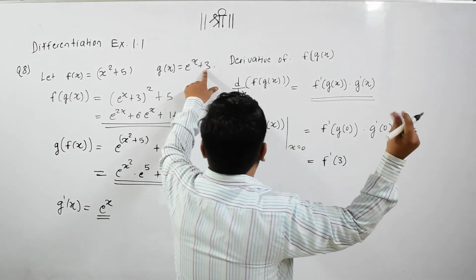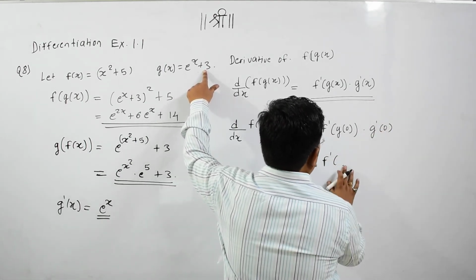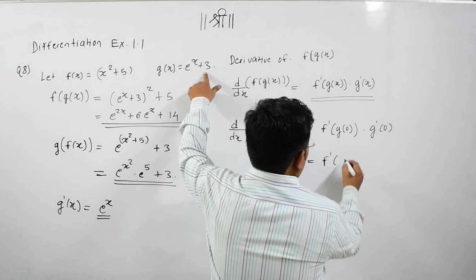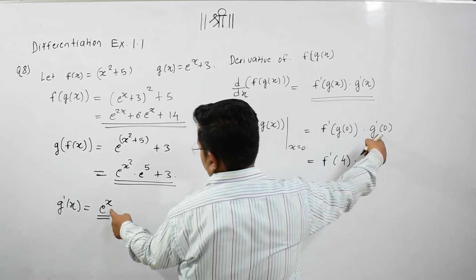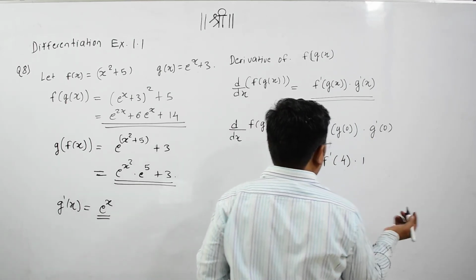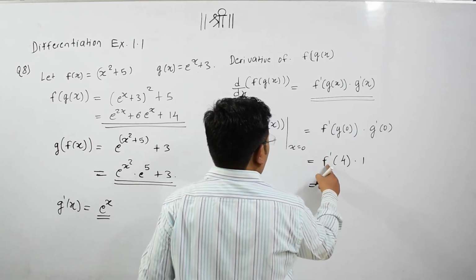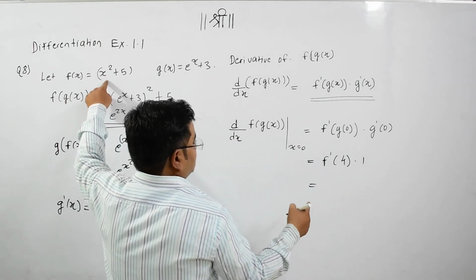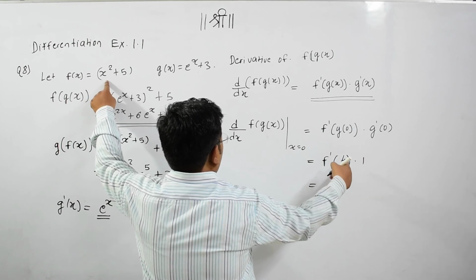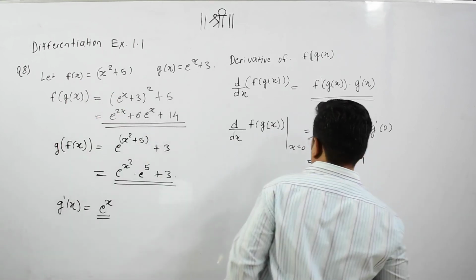Focus. So 1 plus 3 will be 4, dot, what is g dash of 0? g dash of 0 is equal to 1. So that will remain as it is. Now what is f dash of 4? First of all, find out its derivative, then you will find out how to put the values. So f dash of x is equal to how much?